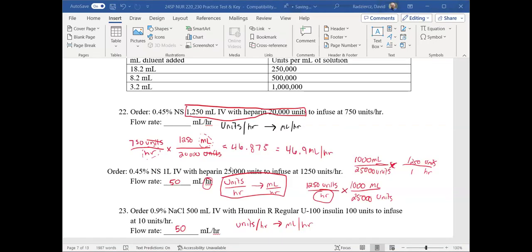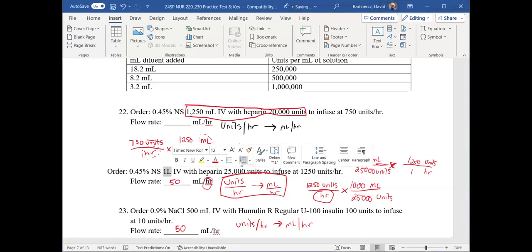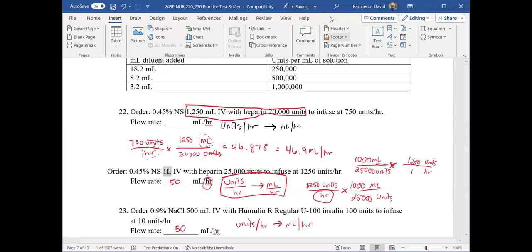Why? I guess I just don't get where the 1,000 kind of comes in. I'm just kind of confused. So do you see, because we know we're going to milliliters per hour, and I know I have 1 liter, you just have to convert liters to milliliters. Do you see it now?